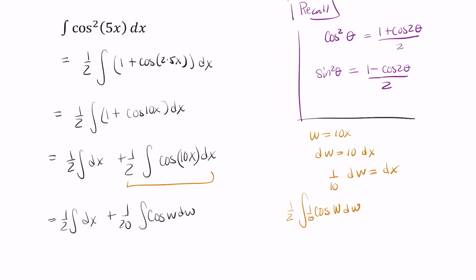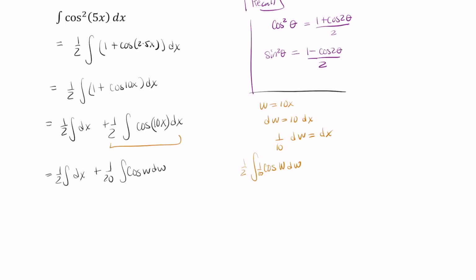Now let's integrate these. This first integral is x over 2, and this second integral is just 1 over 20 sine of w, and of course we have a constant plus c.